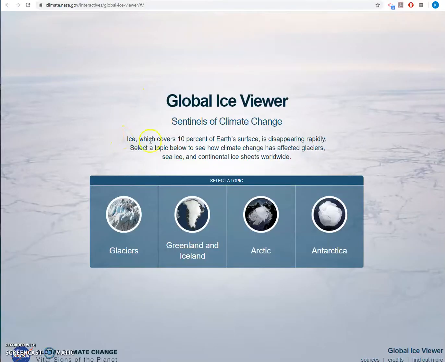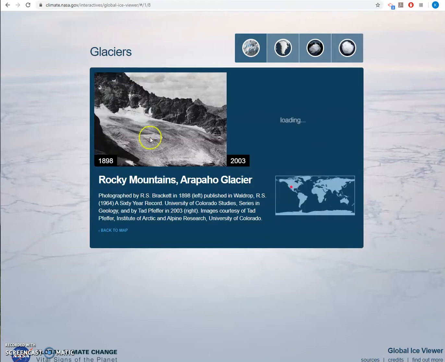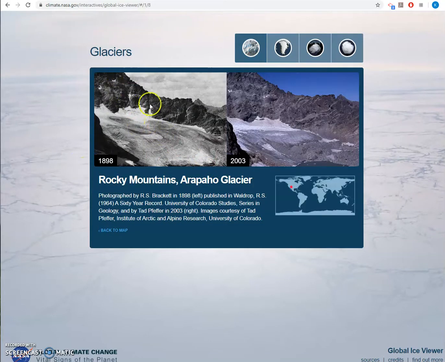Here's source number 4. This is just a really cool way to kind of look at this ice. So if you want to look at glaciers, you can click on the glacier one. You can go and look around. So you guys are from the United States, right? So go look at the Rocky Mountain glaciers. Here you can see literally on land. Here's a glacier in the Rocky Mountains, 1898. Here's what it looked like then. That's what it looks like in 2003. Okay, so like this is pretty massive. This is not so much, right?